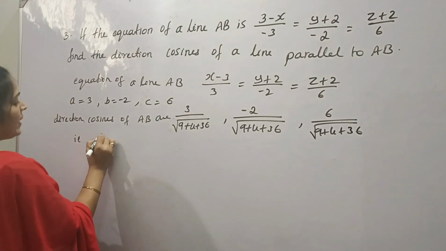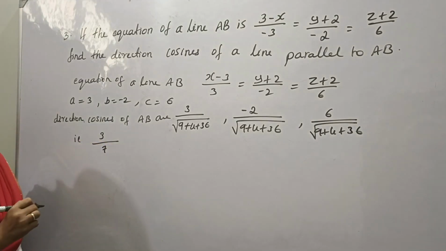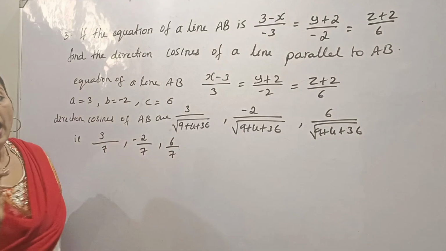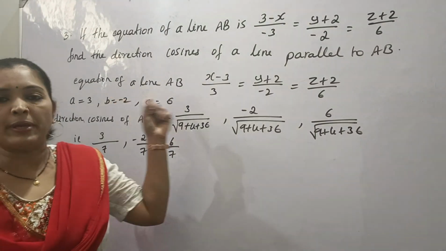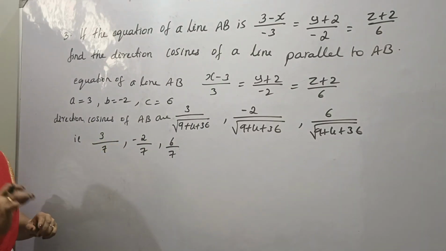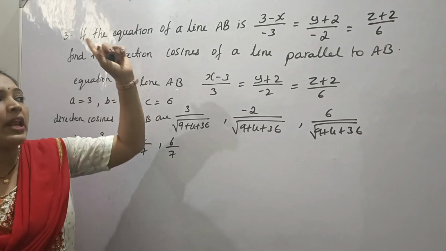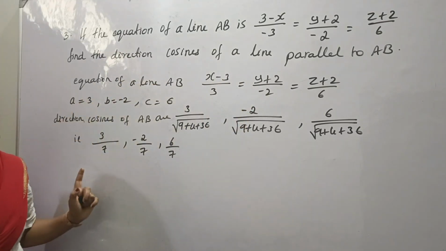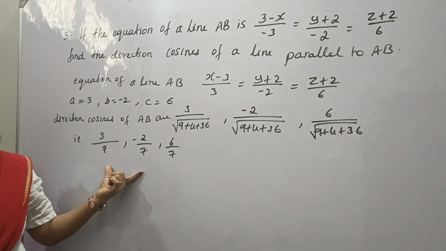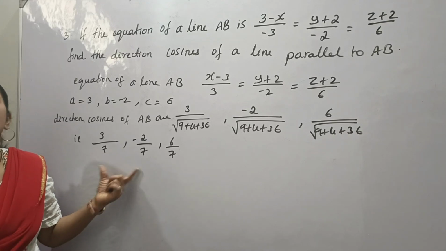That is 3 divided by root of 49, 7. Square root of 49, 7. Minus 2 by 7, 6 by 7 are the direction cosines of AB. Okay, direction cosines of line AB. Here we have to find direction cosines of a line parallel to AB. Therefore, direction cosines of a line parallel to AB are proportional to this direction cosines of AB. Because we know that direction cosines of two parallel lines are proportional.